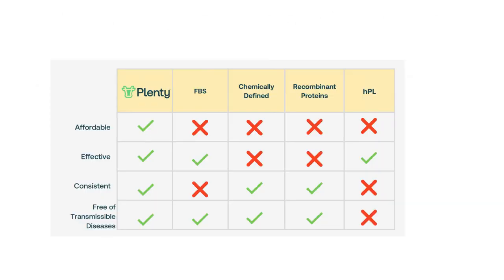So this product that we started to develop, which is really a platelet lysate based on bovine or cow platelets that are derived in a slaughter-free manner, basically allows us to make things that are just as effective as fetal bovine serum, but at the same time address issues about consistency and affordability, and really eliminate a lot of these human-to-human disease transmissions that are potentially possible with the platelet lysates from humans.